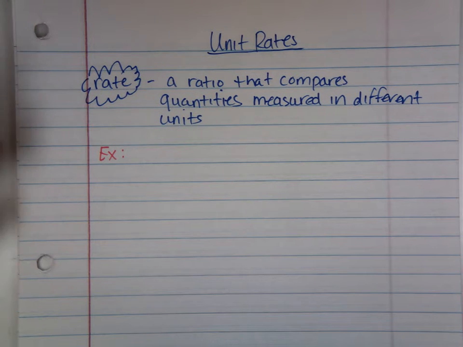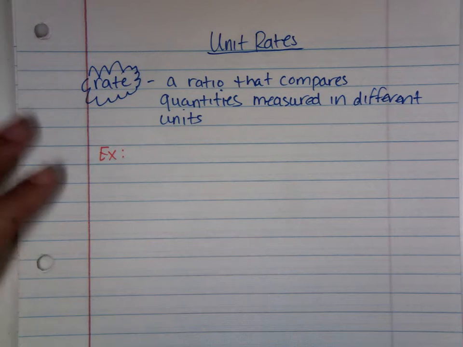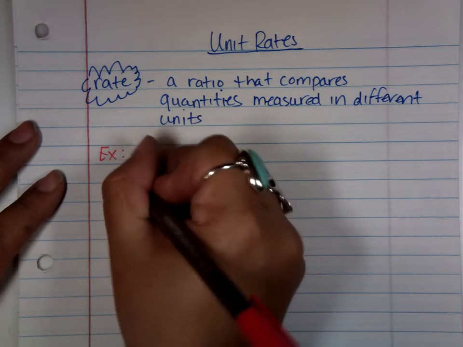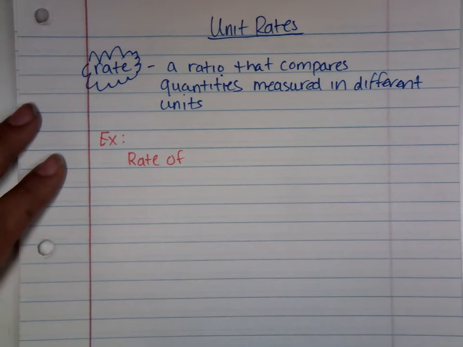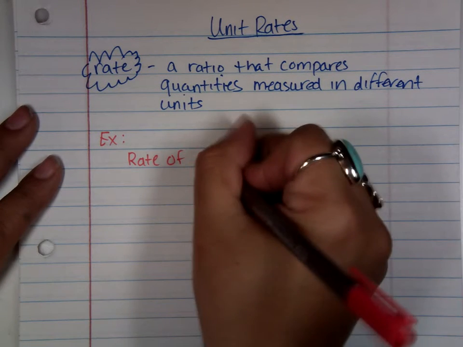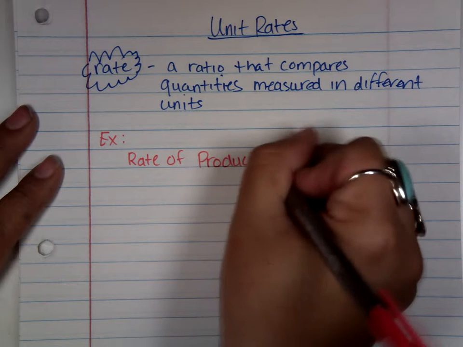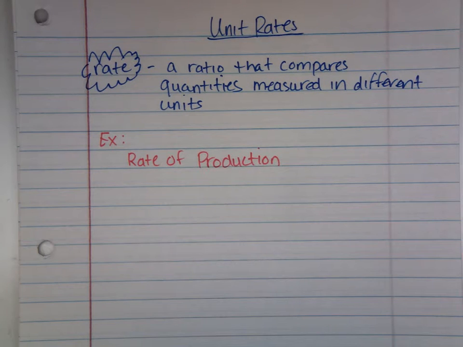one rate that we could talk about is rate of production. Okay, production means that you are making something, okay? So people who work in factories, or when you're doing something, you're talking about your rate of production. It's when you're making something.